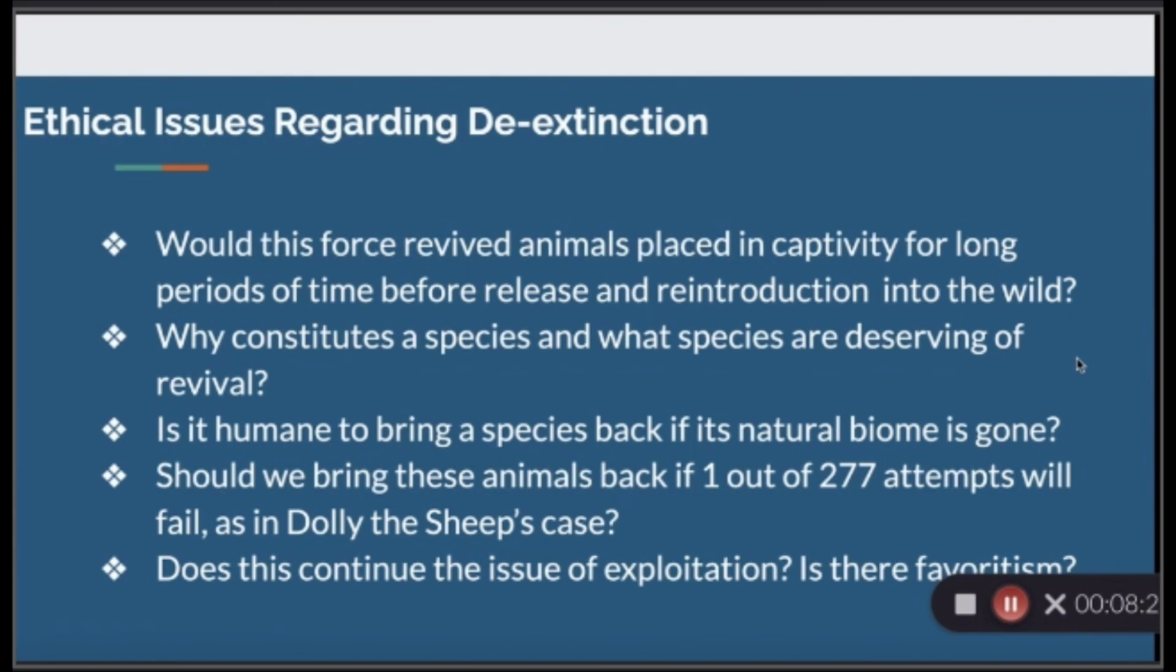What about health impacts or heightened health issues, such as in Dolly the sheep's case, in which only 1 out of 277 attempts at this succeeded? What about, does this continue the issue of exploitation? Are we only picking animals that we enjoy to look at, that we would like to have back, as opposed to a significantly helpful plant? Is there favoritism?